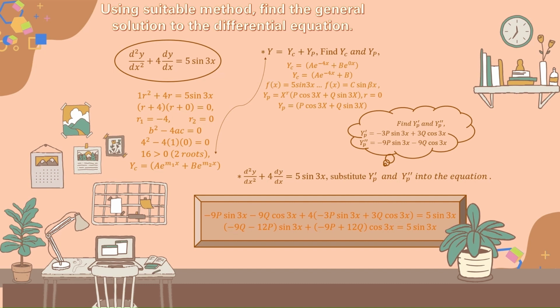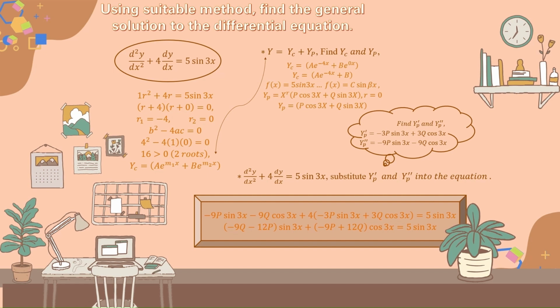Next, we have to find the first differentiation of yp and the second differentiation of yp. The first differentiation will be negative 3p sin 3x plus 3q cos 3x, and the second differentiation of yp will be negative 9p cos 3x minus 9q sin 3x.